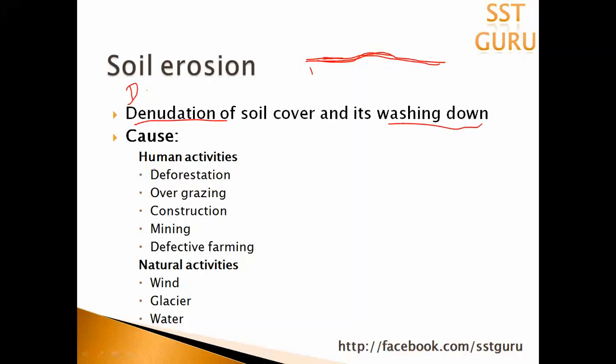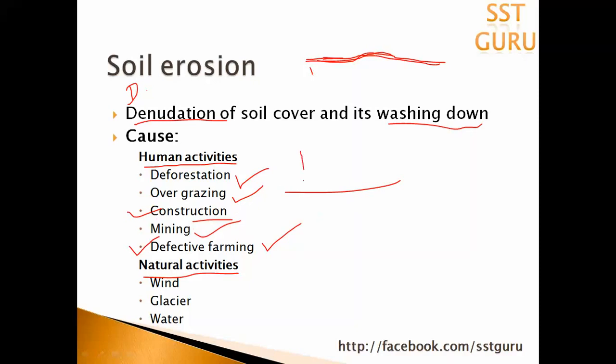So we divide the causes of soil erosion into two. The first is human activities and the second is natural activities. In human activities, we find deforestation, I told you about this, overgrazing, construction, mining, and defective farming. So construction and defective farming is what is new to us from the previous slide.